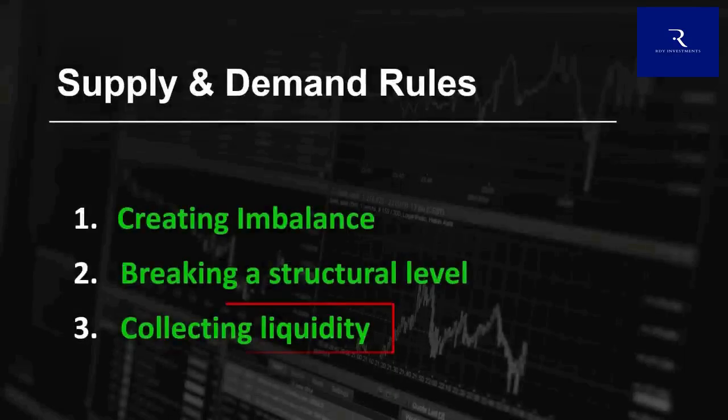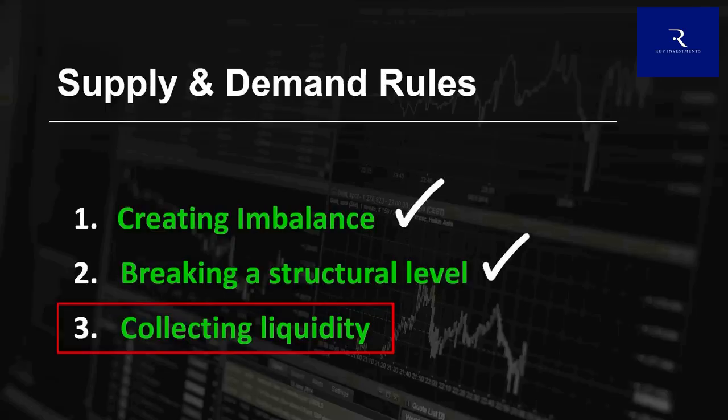Now the third, or +1, criterion is collecting the liquidity. This is considered a +1 criterion because it is not necessary to create or sweep liquidity in order to have a valid zone. However, it serves as strong confirmation. So the first and second rules, creating imbalance and breaking the structure, must happen. And the third criterion, liquidity sweep, is just a confirmation.